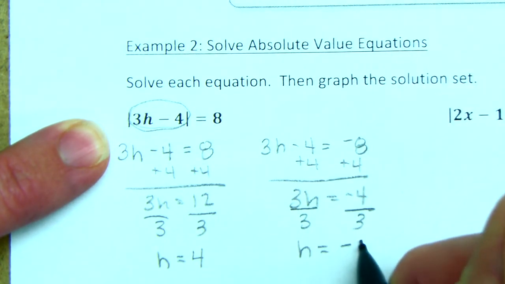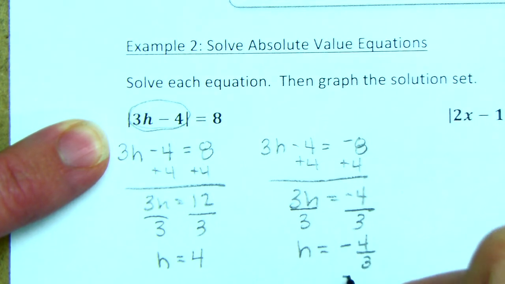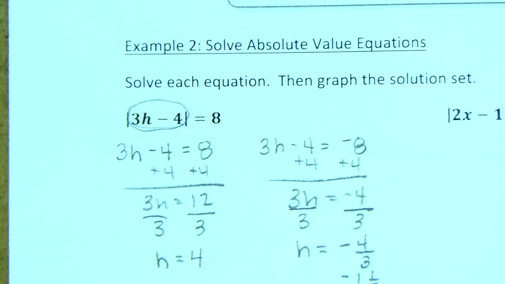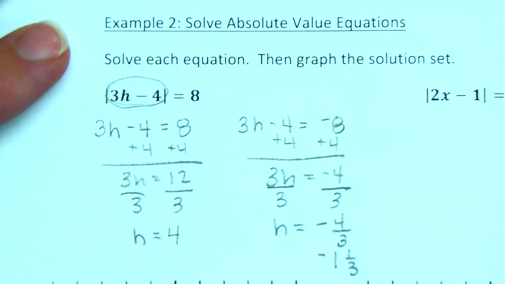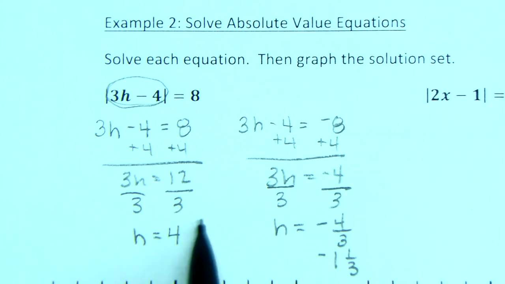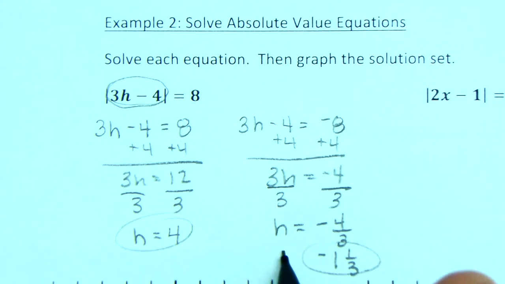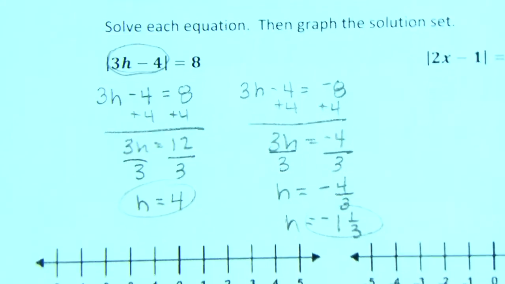H is negative 4/3, or negative 1 1/3. So, not ideal, but it is a possible answer, because it could have been that fraction. Now, this is probably one of the ugliest answers, so we're going to do a few more. It's going to be a little easier. But we are going to plot both of these answers on this number line.